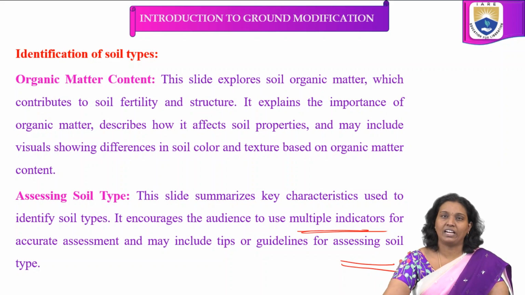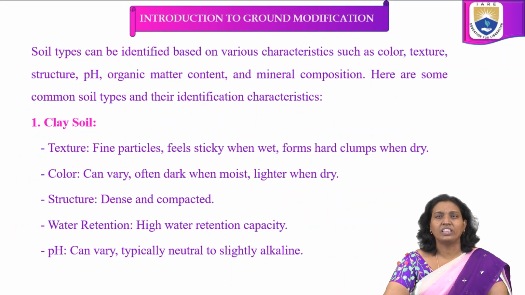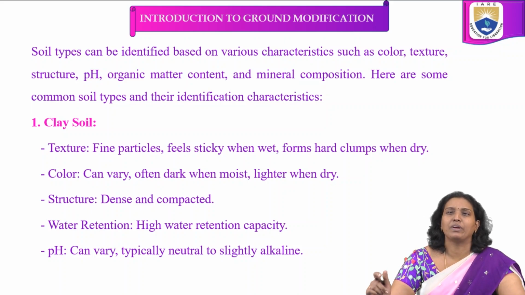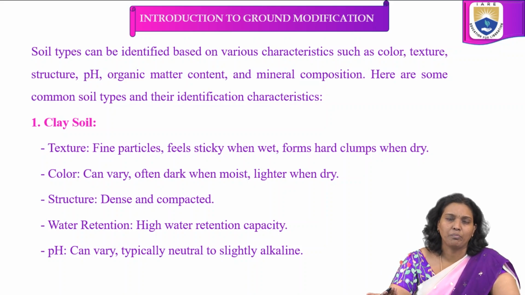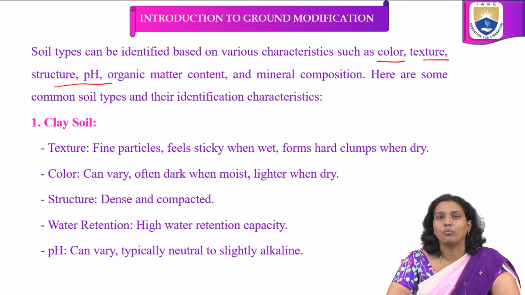We can confidently say that using various parameters, including a number of parameters, for understanding which soil type it is gives a better result and better assessment for the identification of the soil type. So soil types can be identified based on various characteristics that we already understood previously: color, texture, pH value, organic matter content and mineral composition.